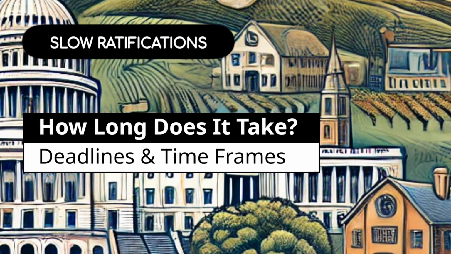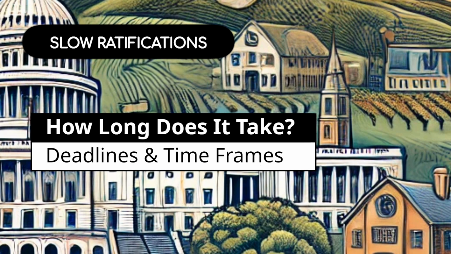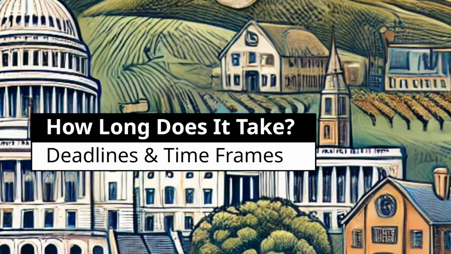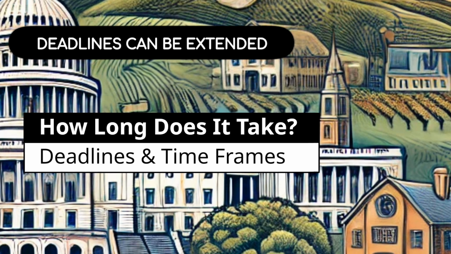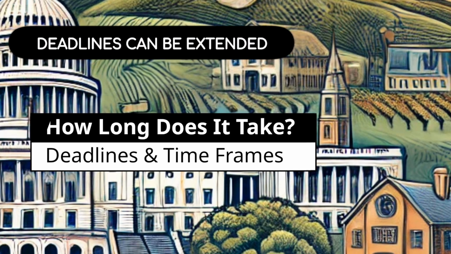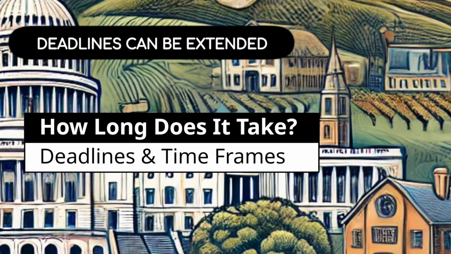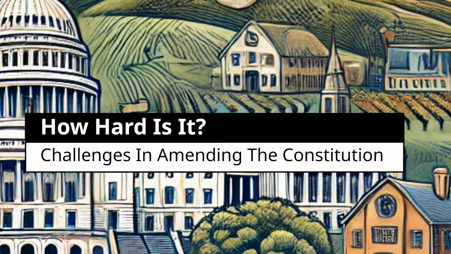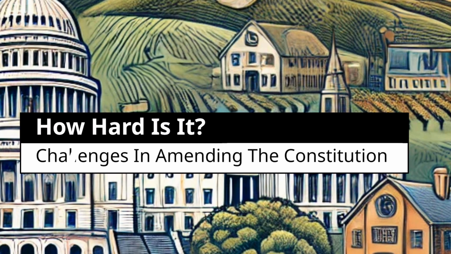Originally proposed in 1789, it wasn't ratified until 1992, a period of over 200 years. Congress can also extend deadlines or reconsider amendments after a deadline has passed, as seen in recent debates over the Equal Rights Amendment.